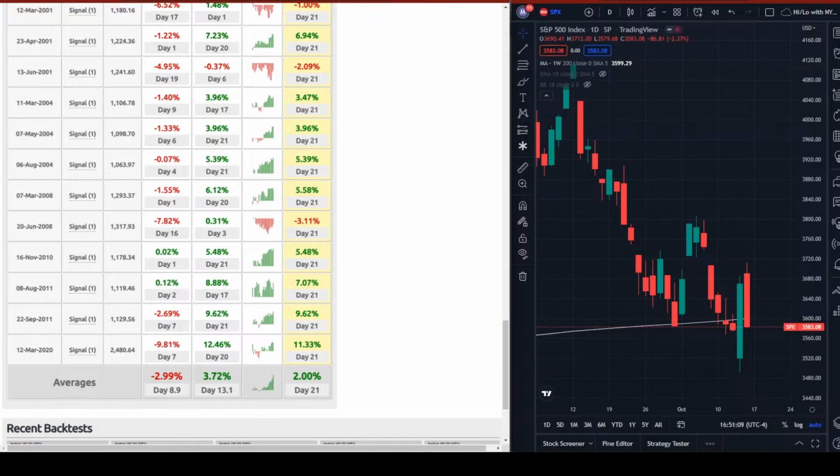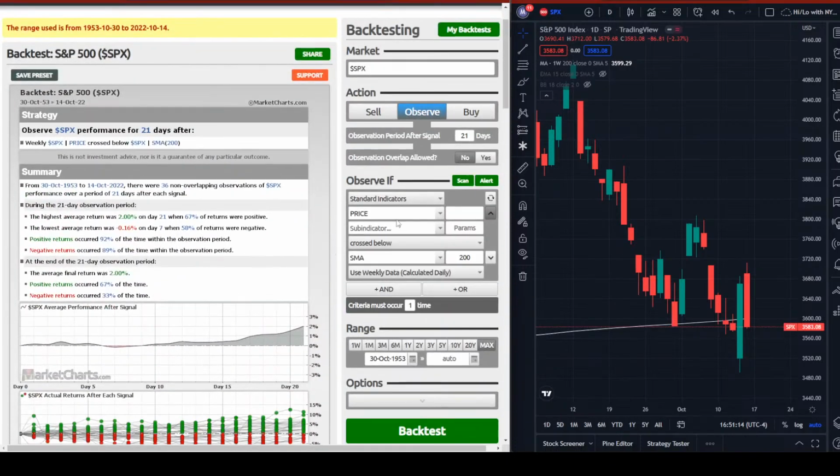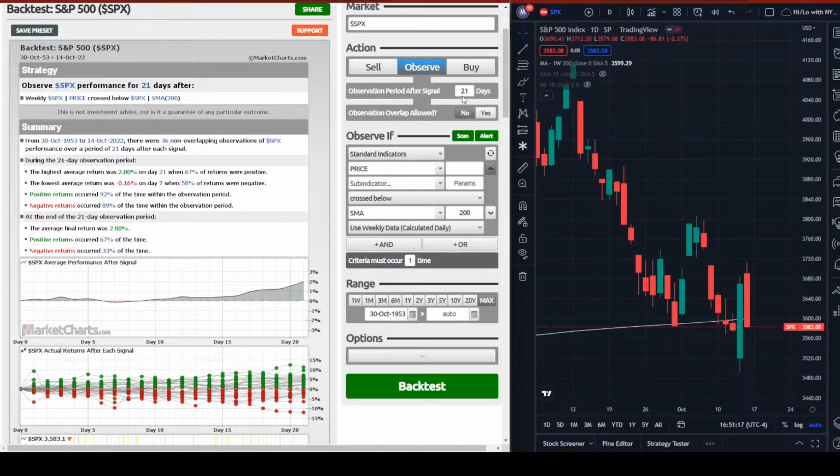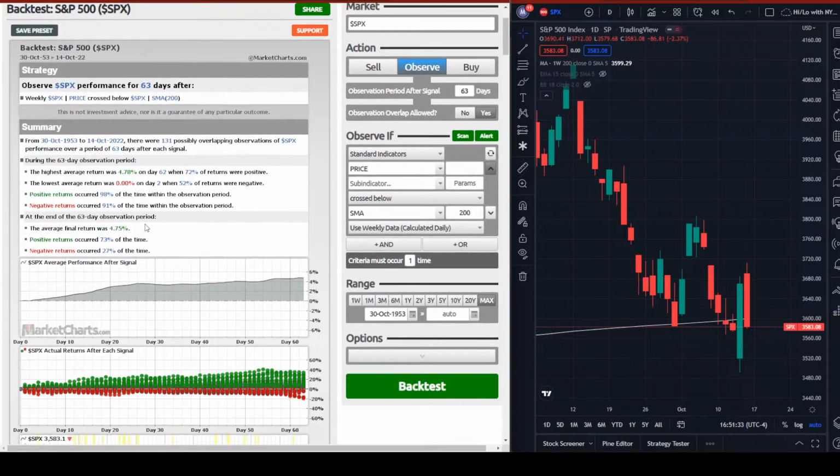Now, what happens after a quarter? If there are 21 trading days in a month, for a quarter there are 63. Let's look at this on an overlapping basis. On an overlapping basis, again, it happens 131 times, and we had positive returns 73% of the time versus 27% of the time when we have negative returns. But as you can see here, now the average final return is 4.75%.